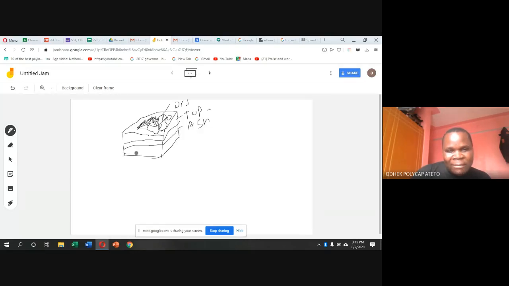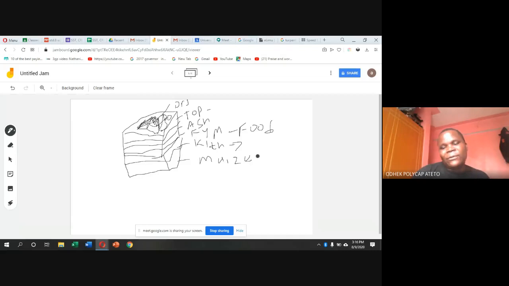The next layer is farmyard manure. What is the function of farmyard manure? FYM, food to the bacteria. And then we have the fifth layer, which is the main one. This is what we call the kitchen refuse. The main function of the kitchen refuse is that it is the main product to be decomposed. Then we have maize stalk. Maize stalk is used to act like a bed.